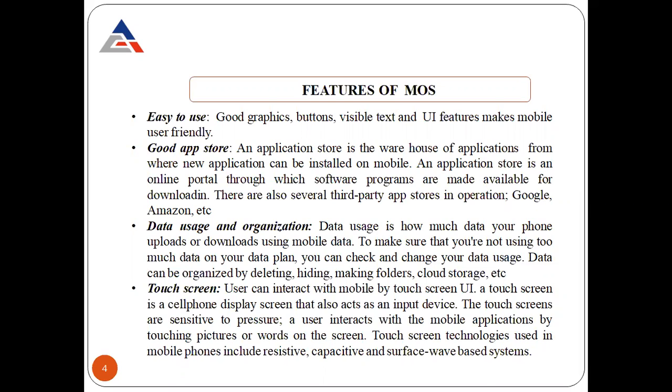So what touching the word means is that whenever you want to write some message on the mobile, a virtual keyboard opens on your screen, and by touching each and any word on that virtual keyboard, the text appears on your mobile phone. So that is how with a touch we can write some words or characters on the screen. Touch screen technology used in mobile phones includes resistive, capacitive, and surface wave-based systems.